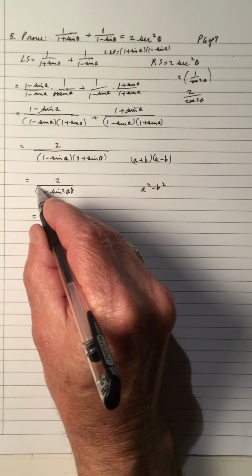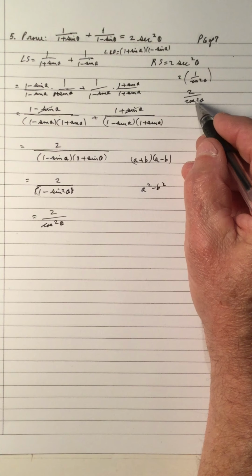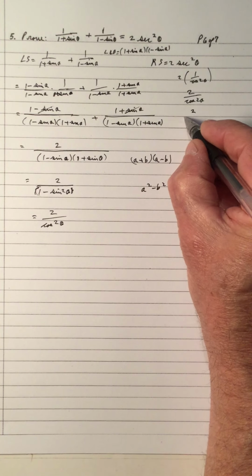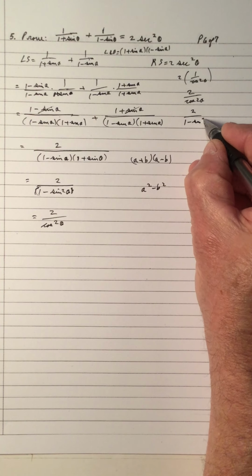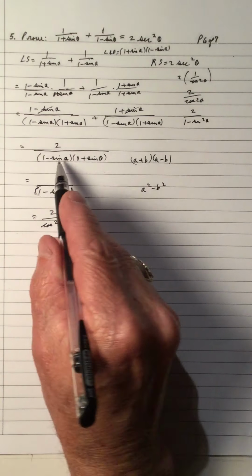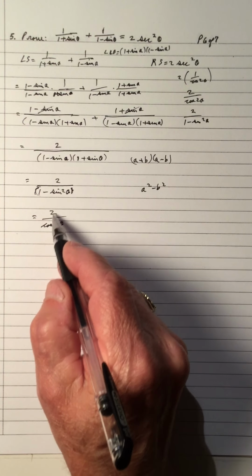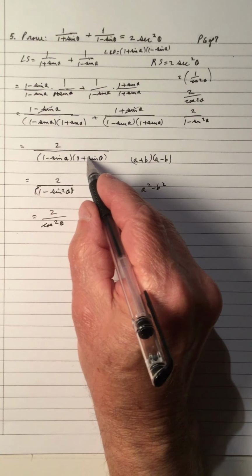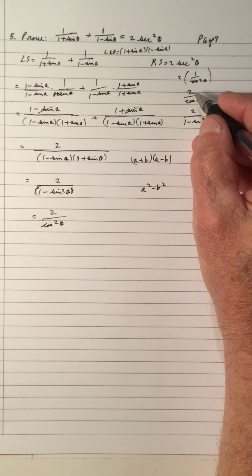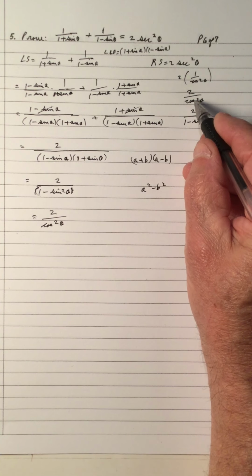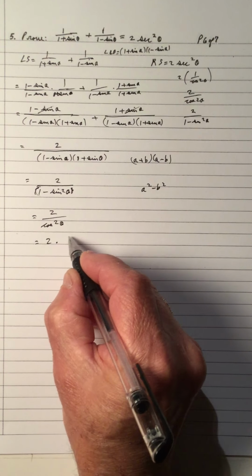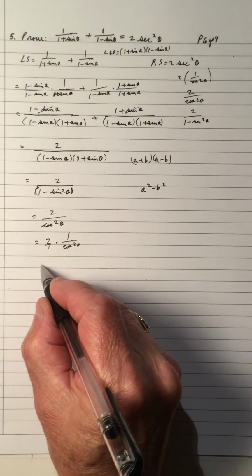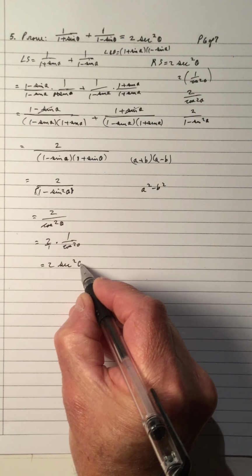Those brackets are not necessary there. Again, you have to look, cos squared is 1 minus sine squared. So that means that this product must be 1 minus sine squared. Again, the 2 here is this 2, so cos squared must be the product of these two. And now, notice I reversed them. So this is 2 times 1 over cos squared, because that's 2 over 1, and that gives me 2 secant squared.